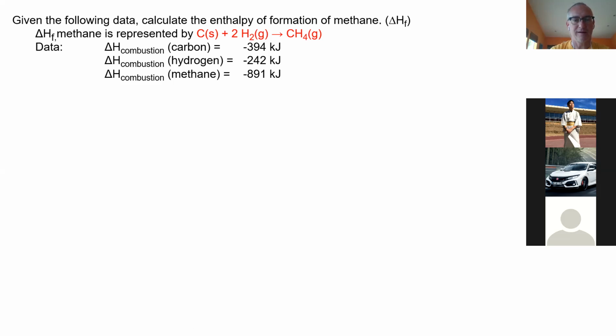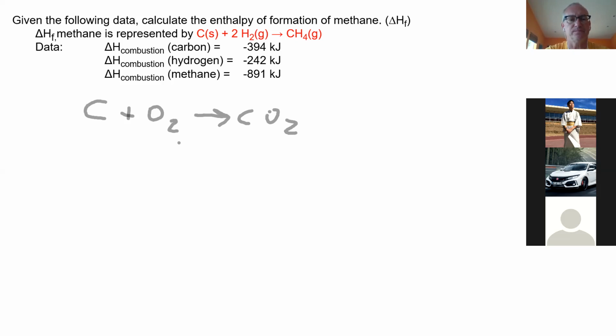I don't think we need water because we're not working with aqueous solutions. There's no hydrogen. So we've just got C plus O2 gives us CO2. That's our reaction. That's the combustion for carbon.